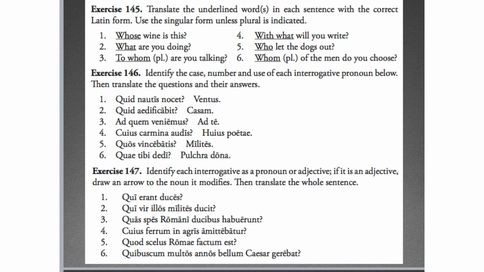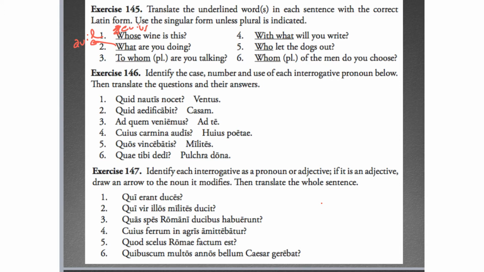All right, some other examples. We're not necessarily going to go through all of these, but they are good practice for the summatives. All right, translate the underlined word with the correct Latin form. All right, so whose is always going to be genitive. So, yeah, cuius. All right, what? What is always going to be neuter. So quid. All right, to whom, dative, with what, etc.